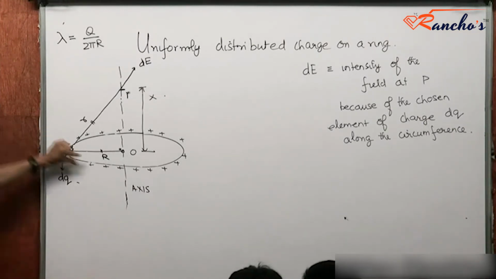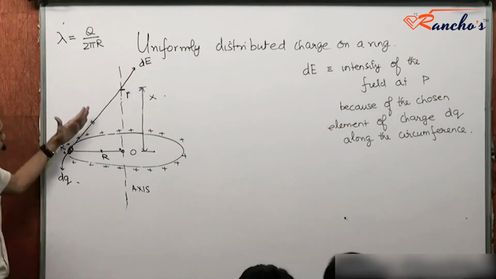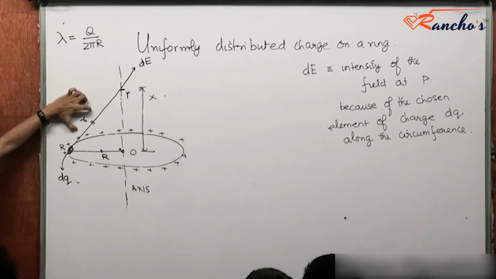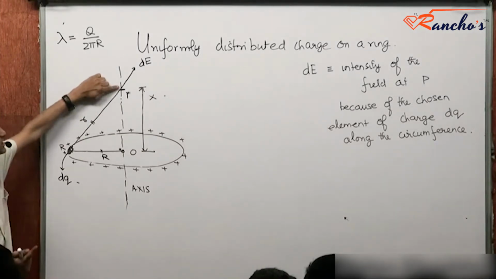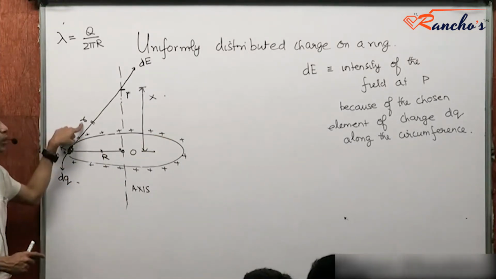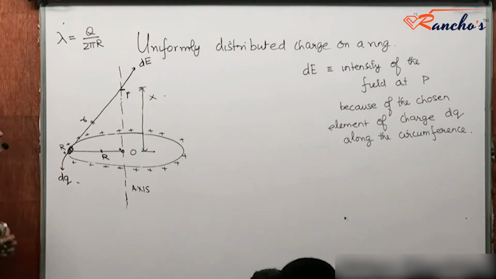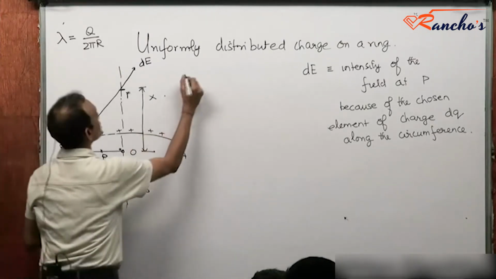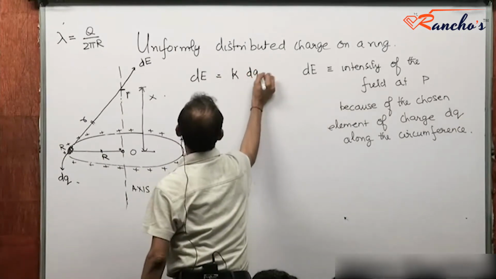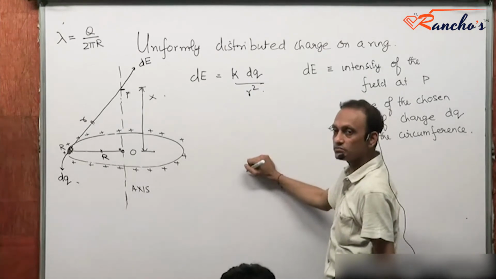Realize all the dqs along this, with respect to the point P, if you put them all together, this will constitute a cone, and this small r will be the slant height of a cone whose vertex is P and whose base is this, right? So no matter where you choose your dq, this small r will remain the same. It's going to be root r square plus x squared. Now, electric field produced at P is going to be what? K times dq divided by r squared, right?